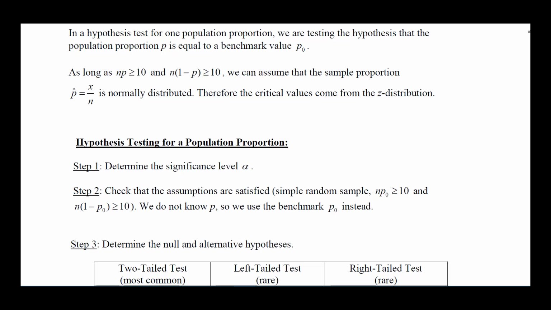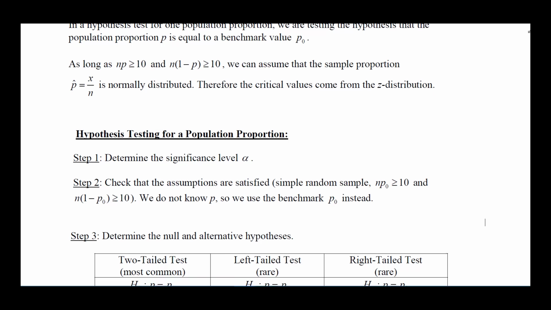We also want to check that our assumptions are satisfied. In order to be sure that the set of all the sample proportions is normally distributed, we would need to check np and n times 1 minus p using the population proportion. But of course we do not know the population proportion, so when we do this test we are going to use the benchmark proportion, the P0, instead in order to check our assumptions.